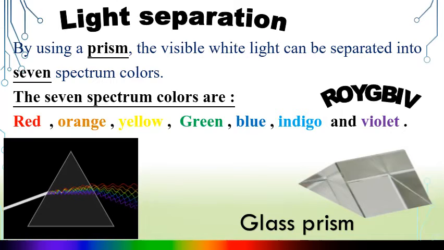Okay, if I ask you, complete the following sentence. What is used to separate the white light into 7 spectrum colors? Which tool can we use to separate the white light into 7 spectrum colors? Super, the glass prism. So, glass prism has the ability to separate the white light into 7 spectrum colors. By the way, by mixing all these 7 spectrum colors again, the white light is formed.